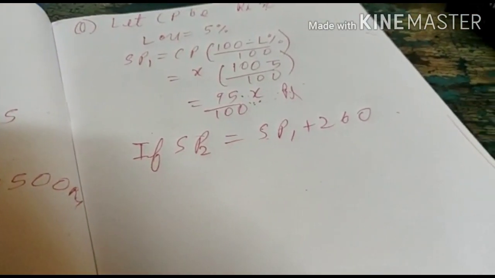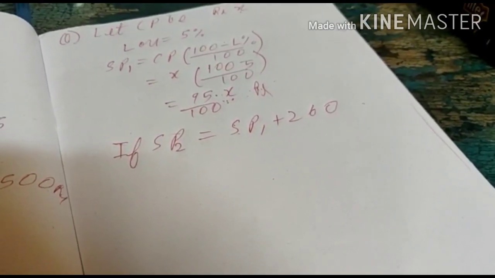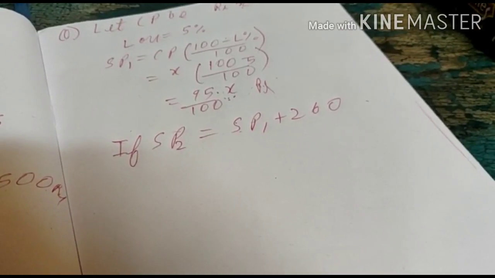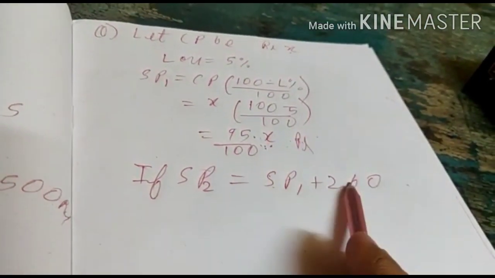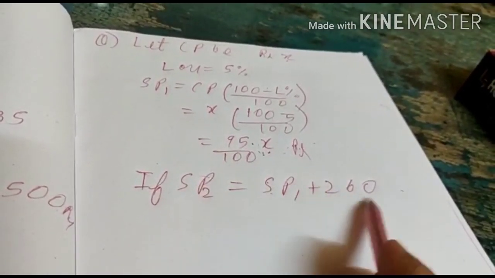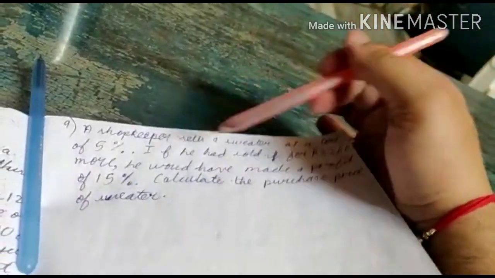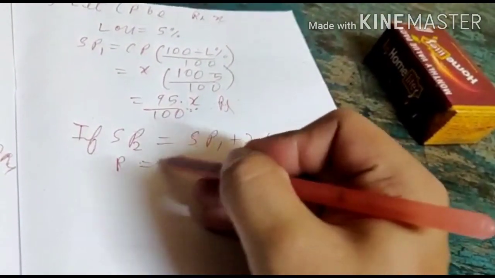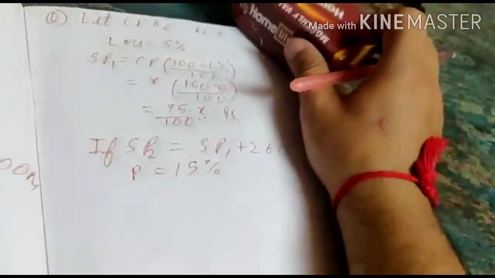Like I am saying, you are selling a pen for rupees 8, and if you sell it for rupees 2 more, that means before you were selling for 8, now 2 more, that is 10. Now you're selling it for rupees 10. In the same way, 260 is more on the SP. So SP2 is SP1 plus 260. The question says if he had sold for rupees 260 more, he would have made a profit of 15%. Here our profit is 15%.